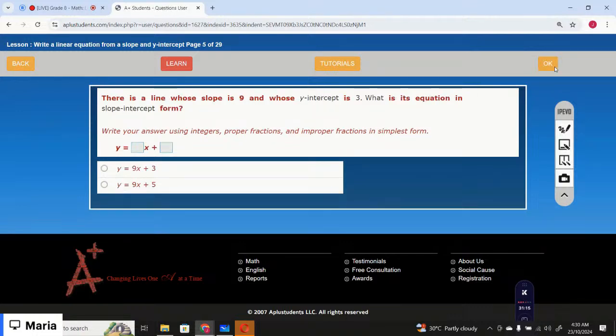There is a line whose slope is 9 and whose y-intercept is 3. What is its equation in slope-intercept form? So which is the correct option? That is y equals 9x plus 3. Option number 1 is the correct option.